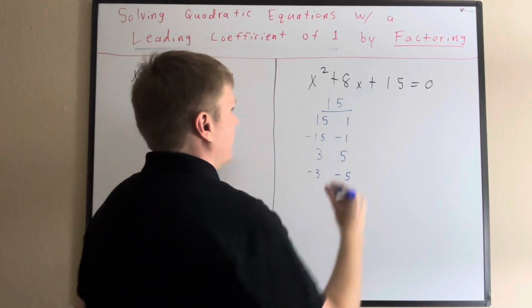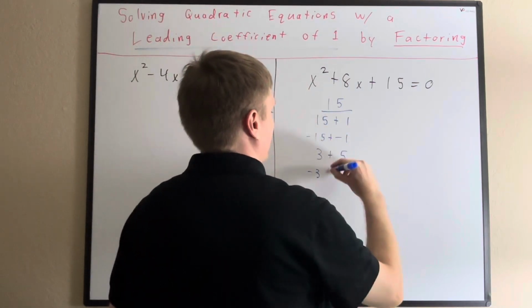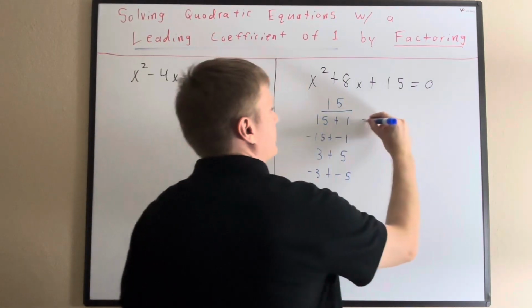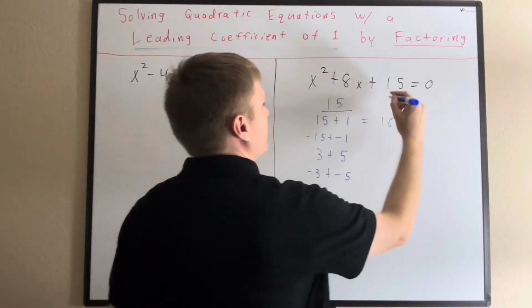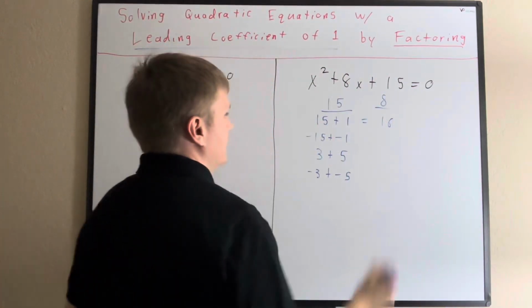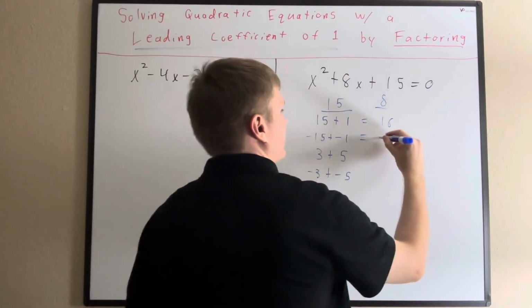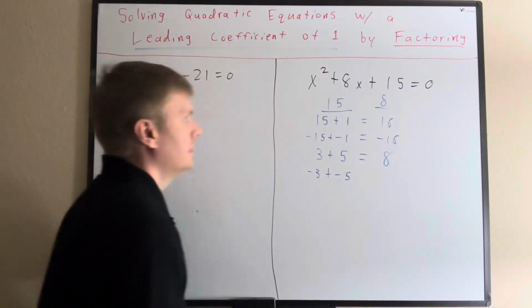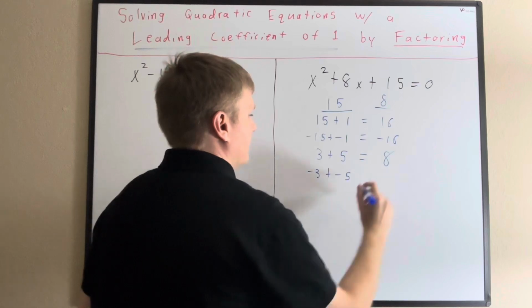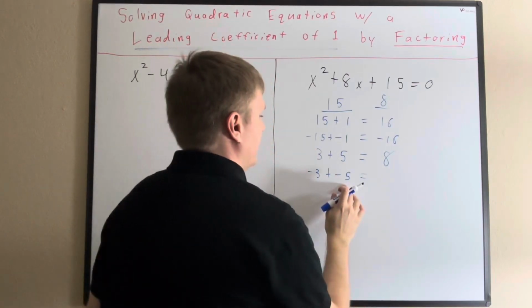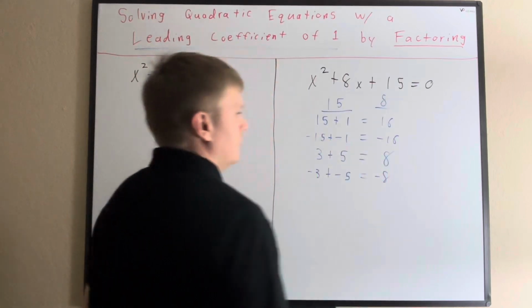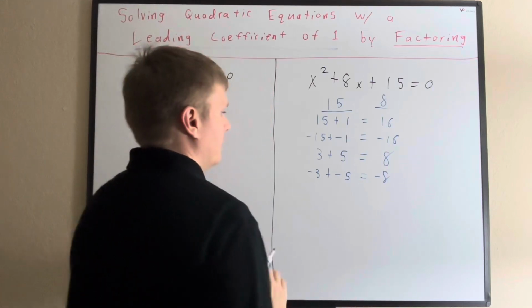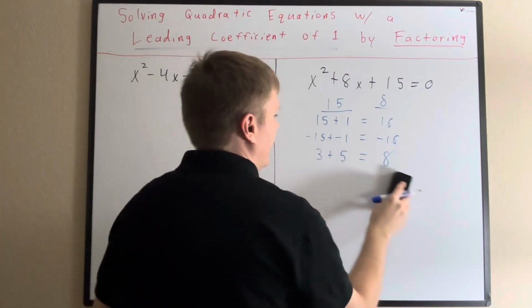Yeah, okay. Now, we add them each together, one by one. 15 plus 1 is what? 16. And what are we looking for? We're looking for b, right? What is b? 8. 16 is not 8. -15 minus 1 is -16. That's still not 8. 3 plus 5 is 8. Yes, nailed it. -3 minus 5 is -8. But we don't need to do that because we already found it, right? 3 and 5. All right, so 3 and 5 are our numbers in question.